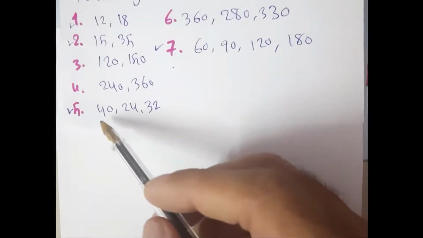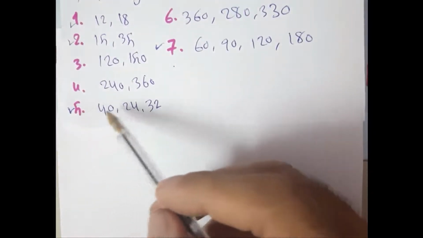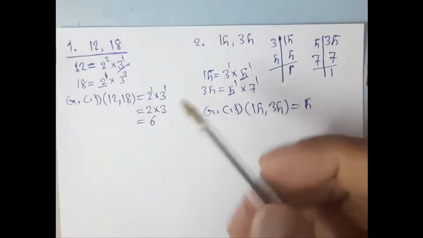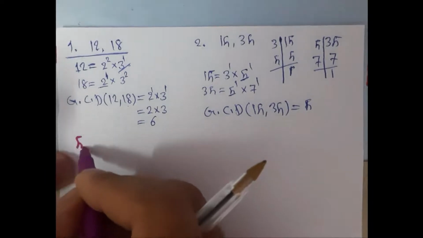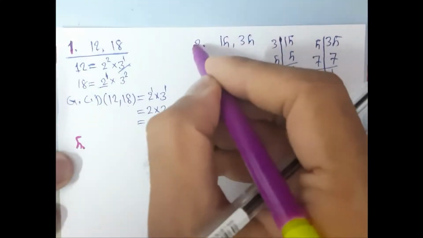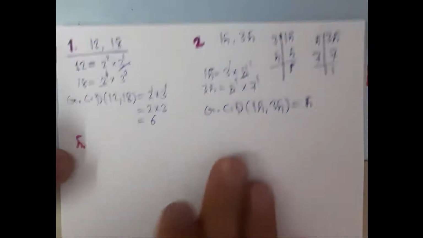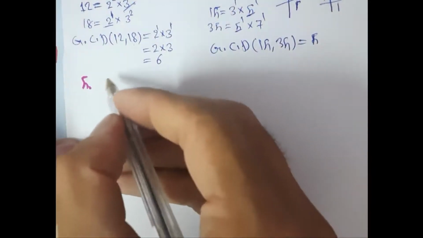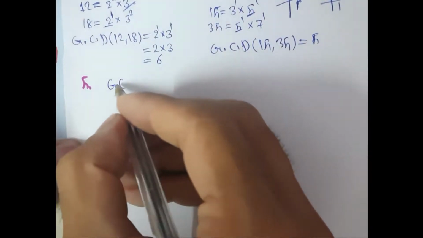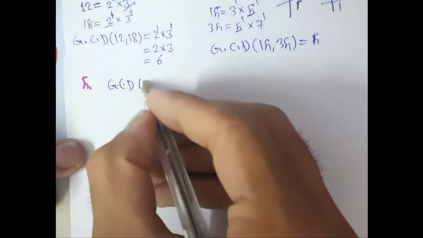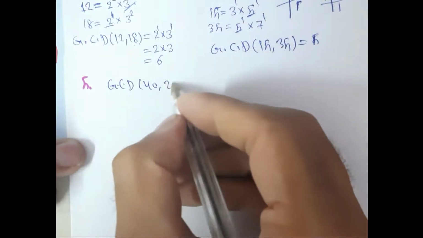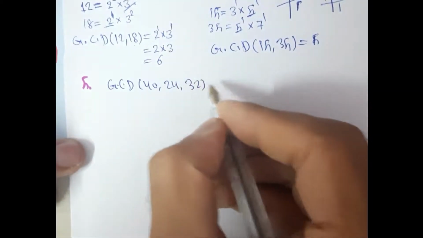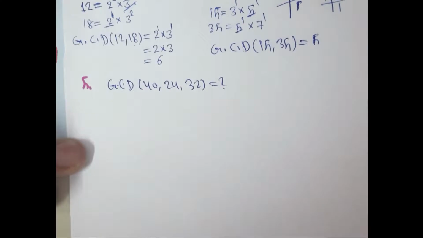Next we want to find question 5. It is question 1, question 2, question 5. We had the GCD of 40, 24, 32 equal to question mark.